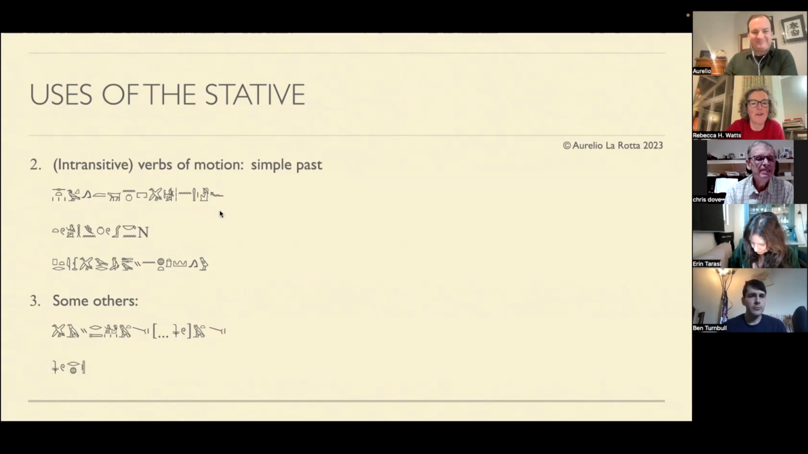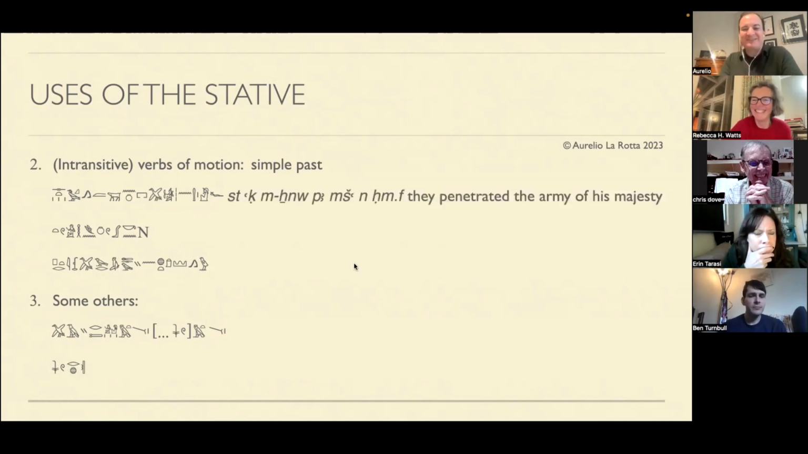You do it. I've forgotten. So ak was enter. Go on. My brain's gone. Someone else do it. No worries. I have the answer here. I mean, you had the pieces. Set emchenu, they entered into pamesha, the army, and chemef, of His Majesty.